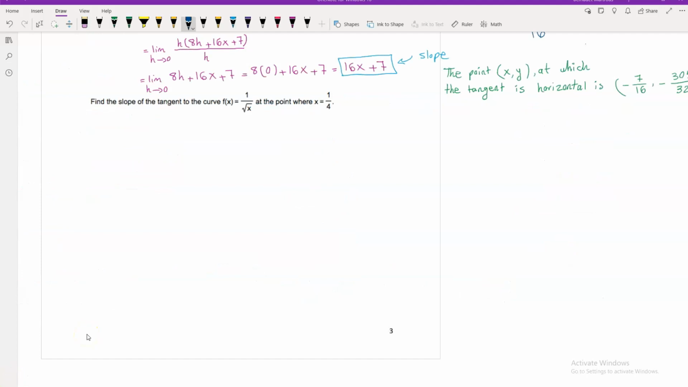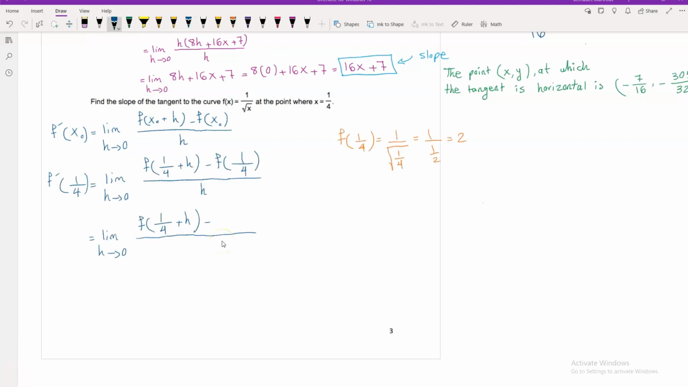Find the slope of the tangent to the curve f of x equal to 1 divided by the square root of x at the point where x is equal to 1 divided by 4. So we have to find the limit of f of x naught plus h minus f of x naught, divided by h, as h approaches 0. In this case, x naught is equal to 1 over 4. So here you're writing f of 1 over 4 plus h minus f of 1 over 4.